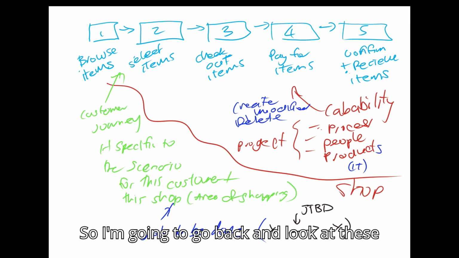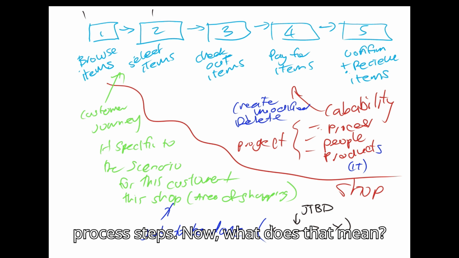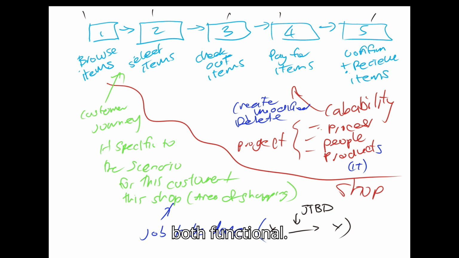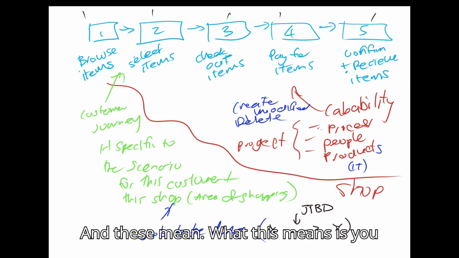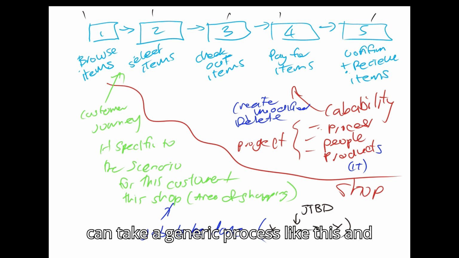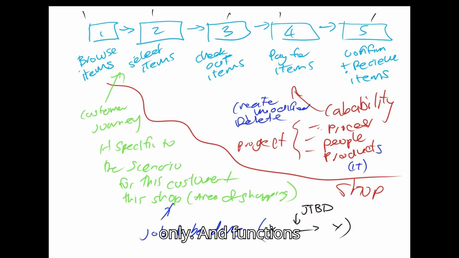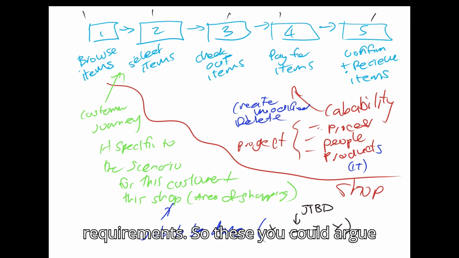So I'm going to go back and look at these capabilities, which you might see as process steps. Now, what does that mean? That means that these process steps are both functional as well as sequential. And what this means is you can take a generic process like this and you could start to talk about functions underneath. And functions and a sequence allow us to create requirements.